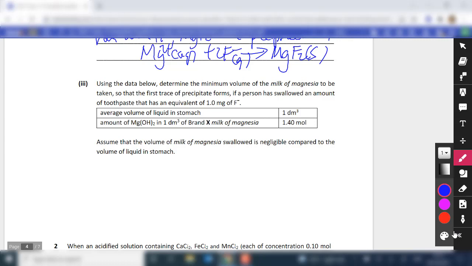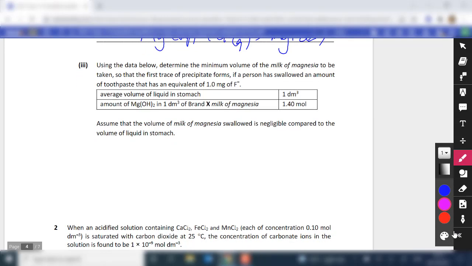Okay, and then assume that the milk of magnesia swallow is negligible as compared to the volume of the stomach. So that means that the ultimate volume will probably not change much after you drink the milk of magnesia. I think it's actually to make the calculation easier. Okay, so over here we are looking at the same thought process.